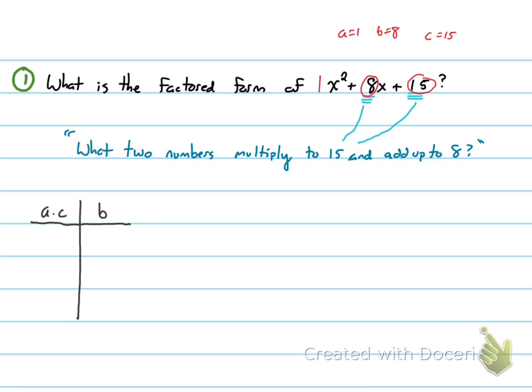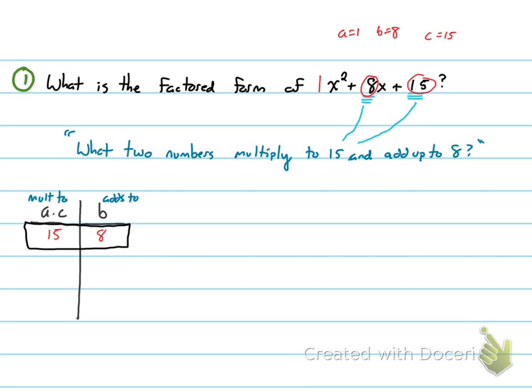Where this chart comes in handy is I want two numbers that multiply to give me whatever A times C is, which here is 1 times 15, and add up to my B value, which is 8. Now 1 times anything is just itself, so I really just want two numbers that multiply to give me 15 and add up to give me 8. If we don't know those factors off the top of our head, it's helpful to write these down in an organized way.